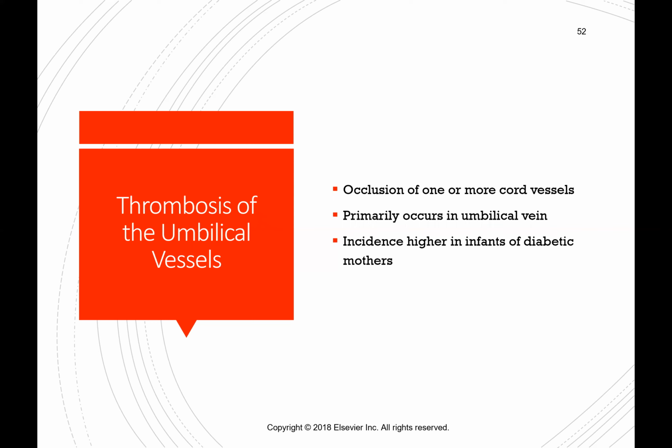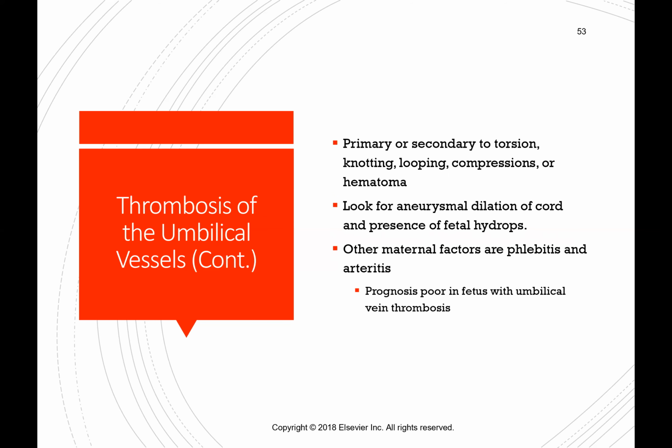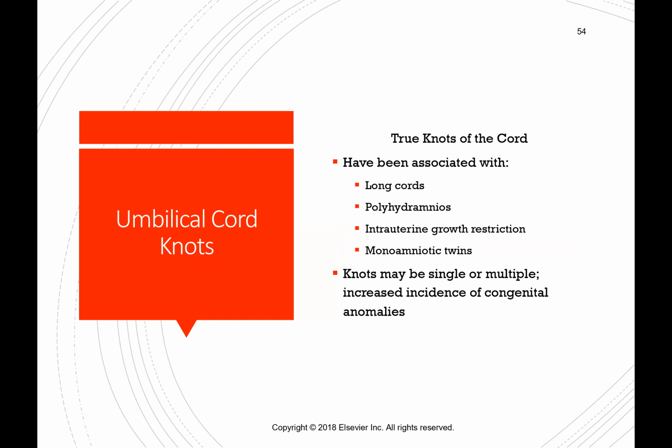Thrombosis of the cord is the occlusion of one or more of the cord vessels. It primarily occurs in the umbilical vein. Incidence is higher in infants of diabetic mothers. The causes are primary or secondary torsion, knotting, looping, compressions, or hematoma. This is what my coworker has found. Other maternal factors are phlebitis or arteritis. The prognosis is poor with umbilical vein thrombosis. If they're not delivered early, both those babies survived because of my awesome coworker.